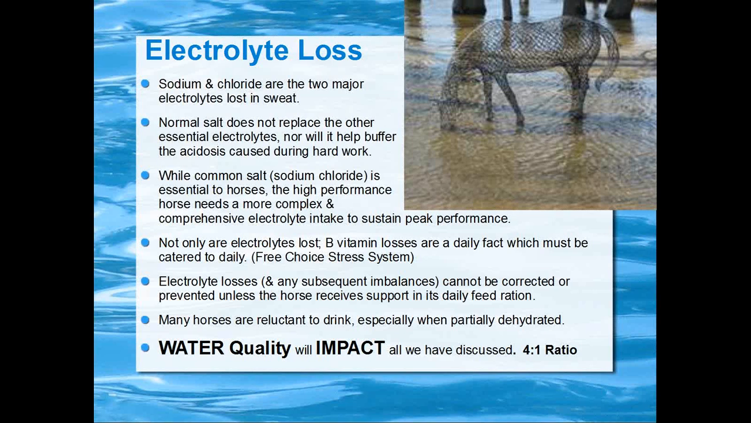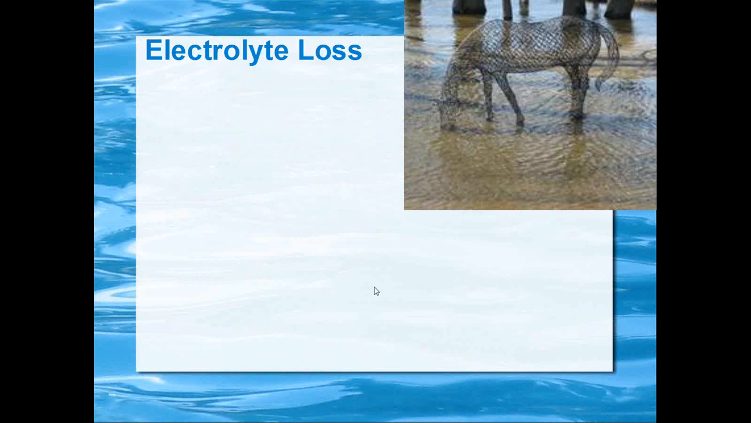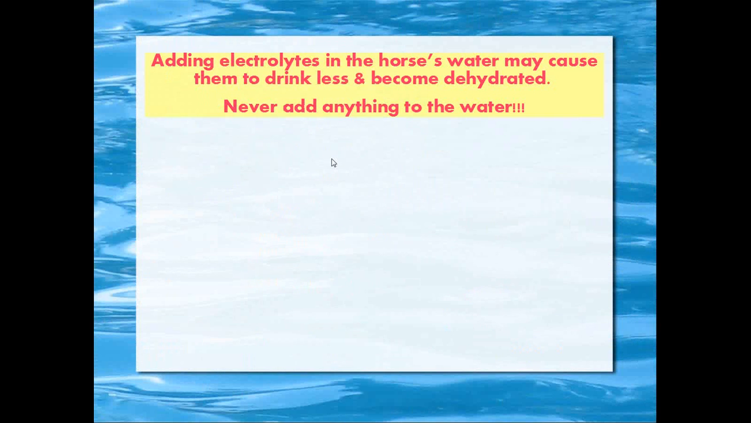Water quality, again, will impact anything that we have discussed in our webinar up to this point. Horses consume almost four times more water than food every single day, and that includes hay. So our water quality will affect electrolyte balance. You never want to add electrolytes, or really anything else, to a horse's water, because it just may turn them off from drinking it. So as a precaution, keep water consistent.